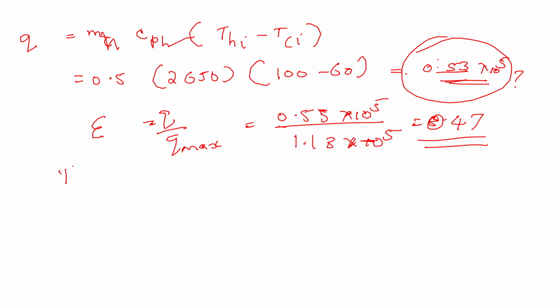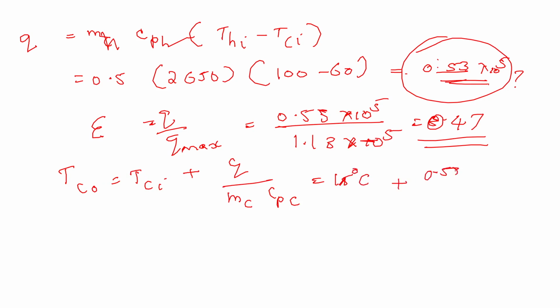Now what you have to calculate in the parallel flow case: TCO will be TCI plus Q divided by MC CPC. We can write it as 15 degrees Celsius plus 0.53 times 10 to the power 5 divided by 0.5 times 4178. So it will be how much? You have to just calculate that one. It will be 40.4 degrees Celsius.